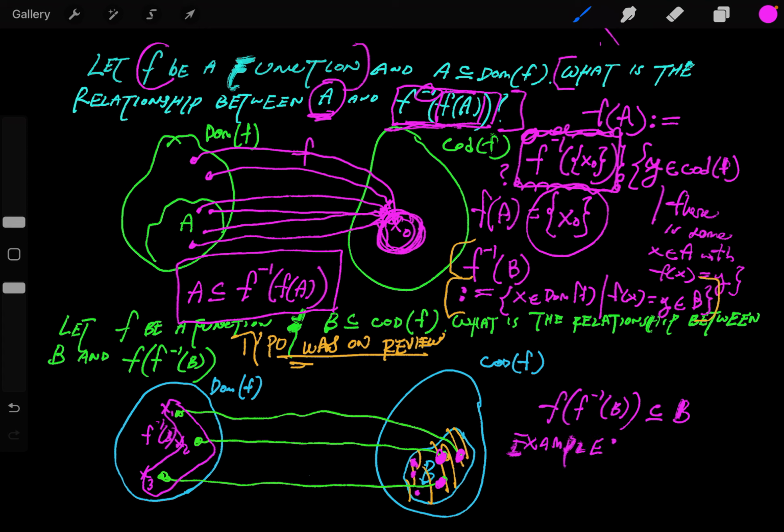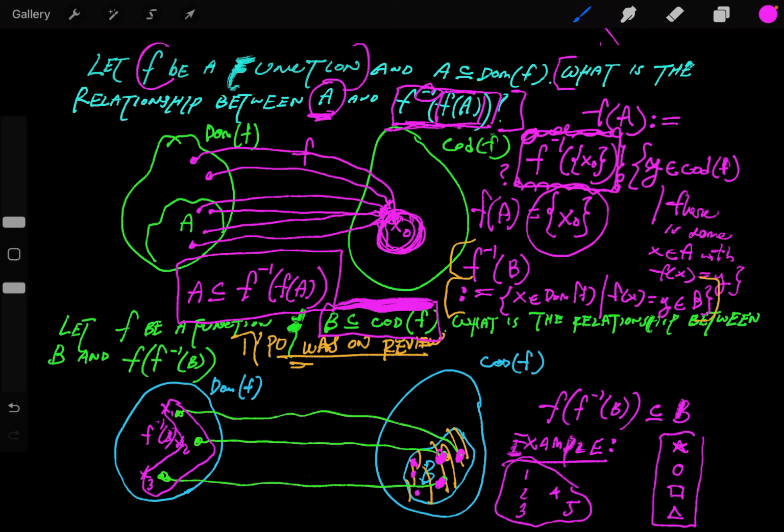A function could be from any set to any other set. So let's take a set 1, 2, 3, and then a larger set, 1, 2, 3, 4, 5. Here's my domain, and here's the codomain: star, circle, square, triangle. And then B is some subset in the codomain. This is the codomain, this set over here, and this is the domain on this side.